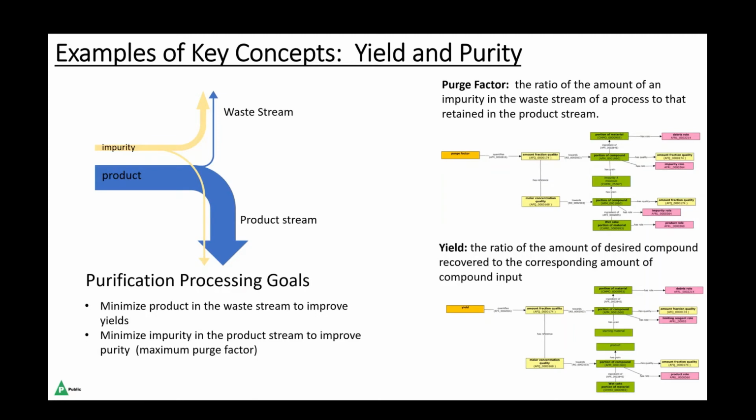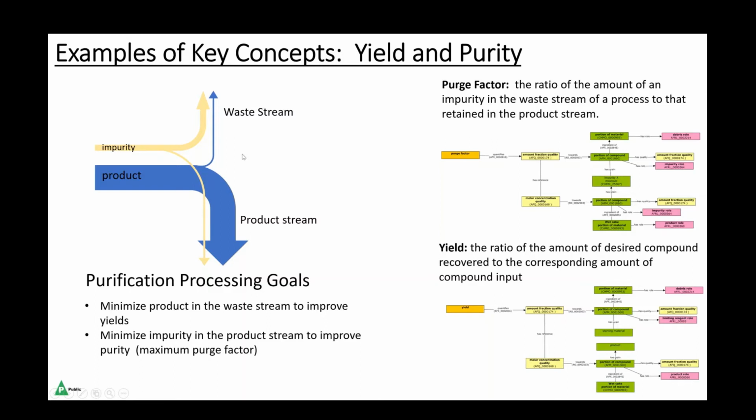So now as an example, we'll talk about 2 things that are near and dear to a process chemist's heart, yield and purity. 2 of the most important goals in process chemistry are to maximize purity and to maximize yield. Unfortunately, they're often opposing goals, as shown here. The small yellow arrow represents the amount of impurity that remains with the product, and then the small blue arrow represents the product that's lost to the waste stream.